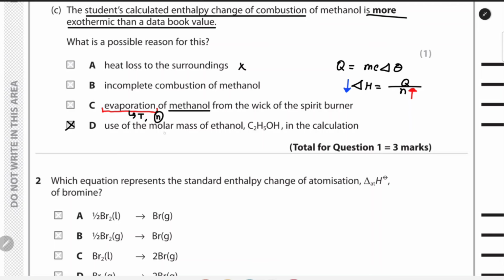If I use the molar mass of ethanol over here when calculating n, which is mass by Mr, I'll use the Mr for ethanol, which is more than methanol's, so I'll have a greater Mr than I should have used. So the value of n that I get will be less than the actual one. If I get a value of n which is less than the actual one, I'll get a magnitude of del H which is more than the actual one. So option D will be our answer.